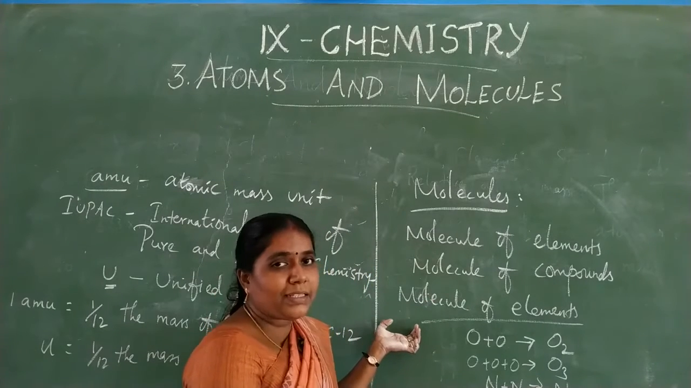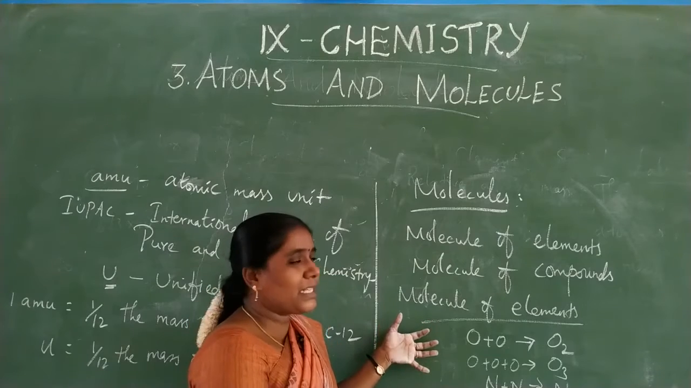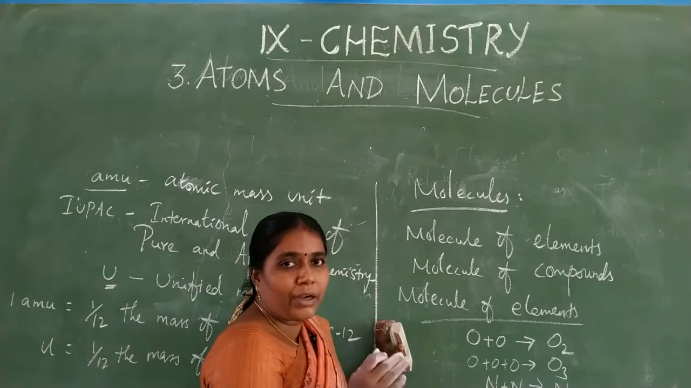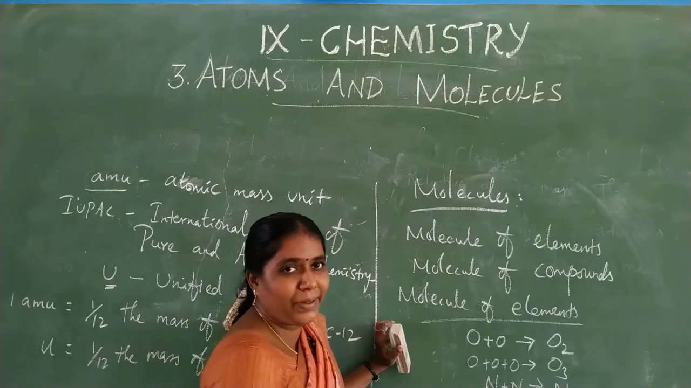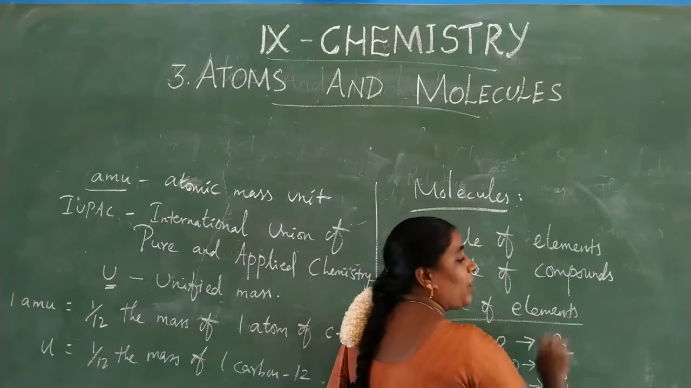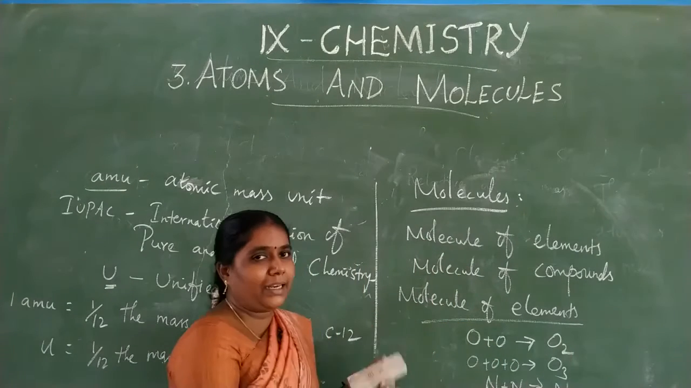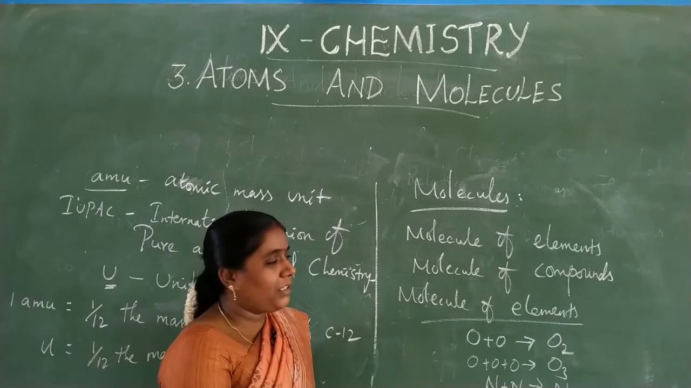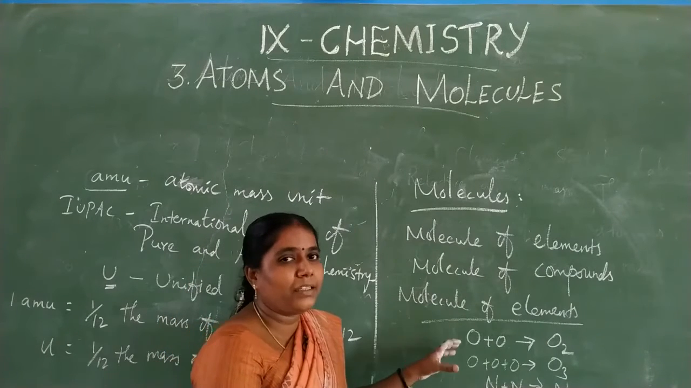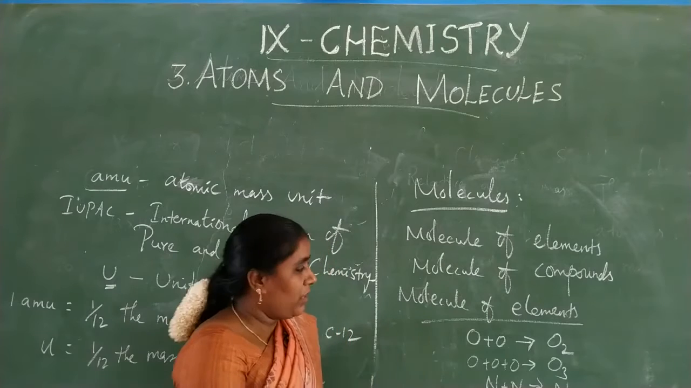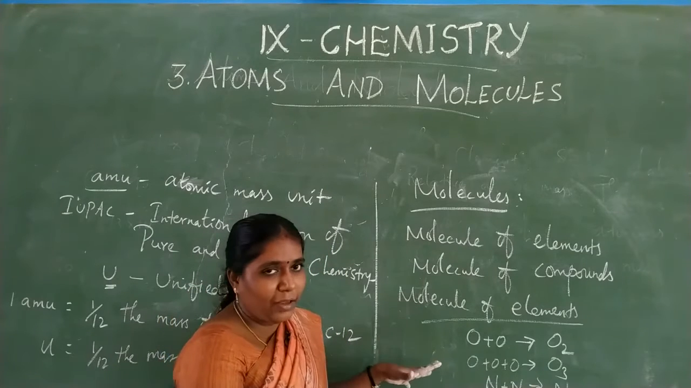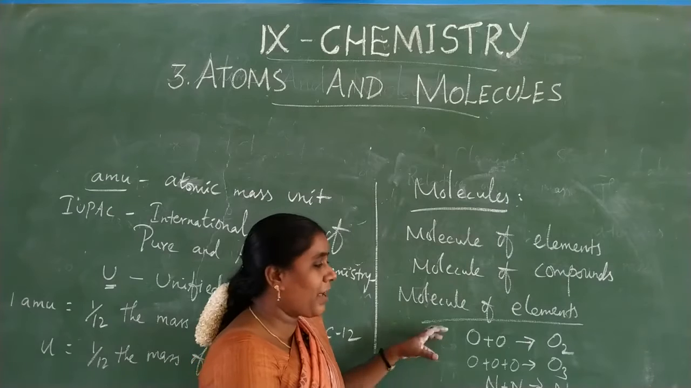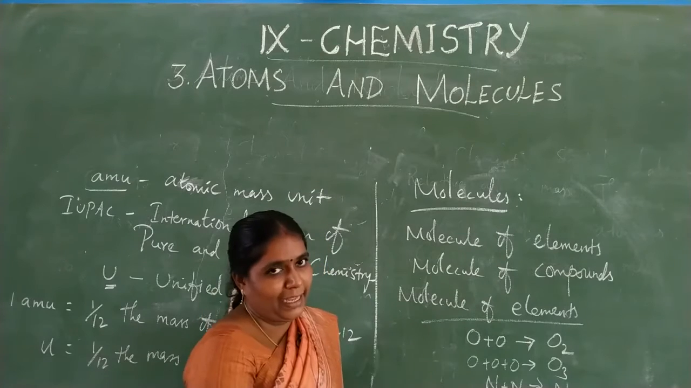But some elements exist only in the form of a single atom, like rare gases. We know rare gases will not react with other elements easily. Helium, neon, argon, krypton, xenon, radon exist in a single form and do not combine with other elements to create molecules. Molecules of elements are nothing but atoms of the same element combined together.